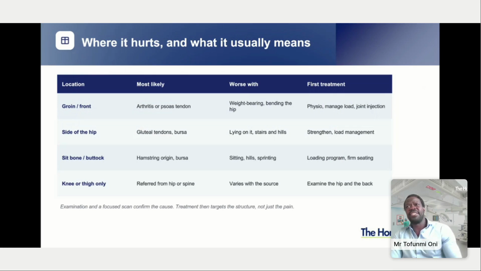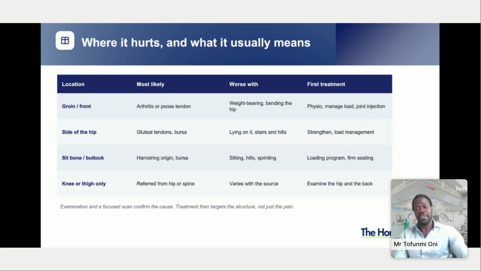And if the pain is on the sit bones or right in the buttock, then the most likely thing is hamstring origin bursitis. So that's where the tendon starts from. It's also worse with certain types of mobility, especially explosive movements. And the treatment's the same really as the greater trochanter syndrome.